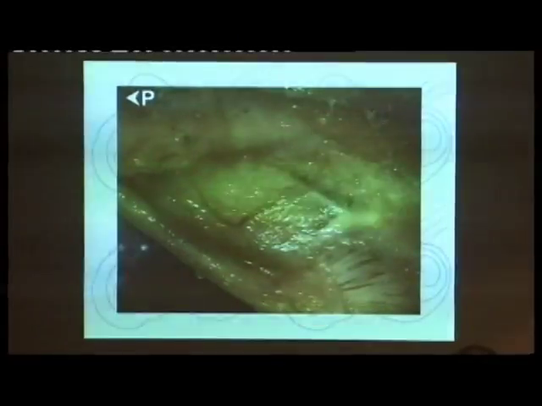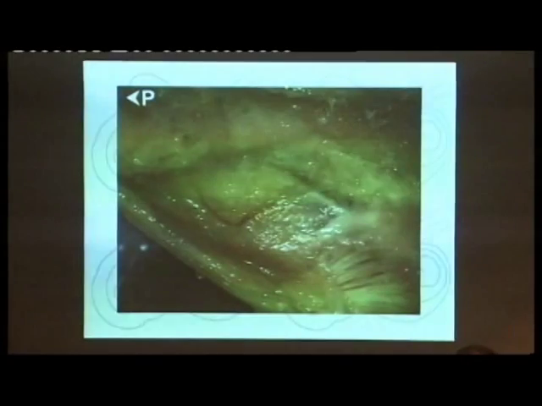Okay? Let's have a look at this picture here. This is also a left ear. This is anterior. This is posterior. This is the superior petrosal sinus at the petrosal ridge. This is the roof of the temporal bone. This is the arcuate eminence.